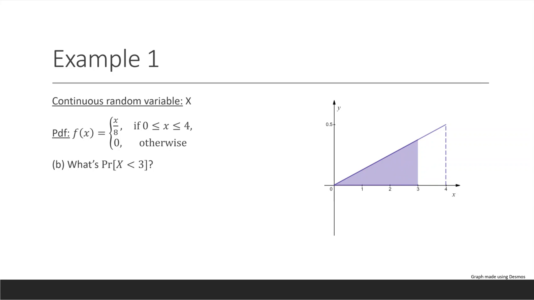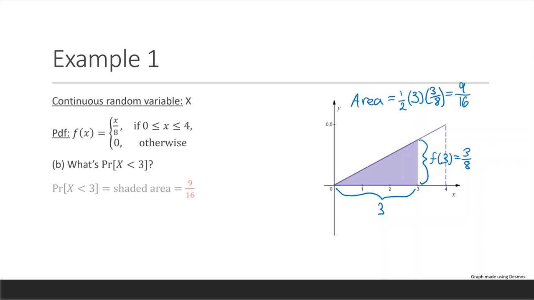To figure out what this probability is, I do the same thing as before. I do 1/2 times the base times the height. 1/2 times 3 times, well, what's here? This height here is exactly the value of our function at x equals 3. So this is f of 3 equals 3/8, and so the area is 1/2 times 3 times 3/8, which is 9/16. And so the probability that x is less than 3, which again is our shaded area, is 9/16.